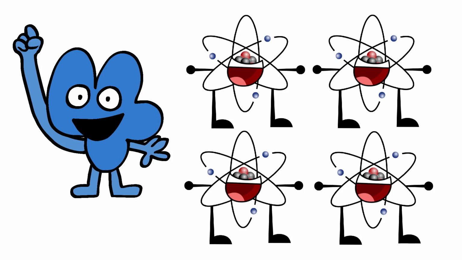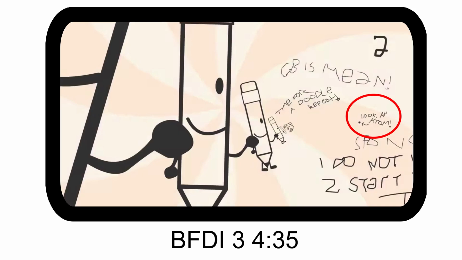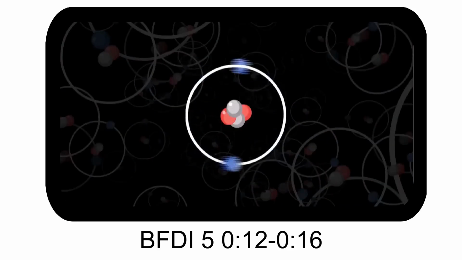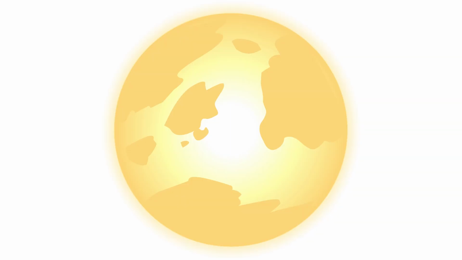The first one is in BFDI 3, but the atom just looks like a dot, so we can't do anything with it. The second one is in BFDI 5, where we see 2 atoms undergoing nuclear fusion inside Needle's cake starting.